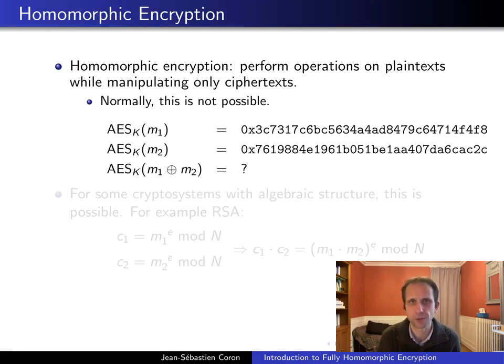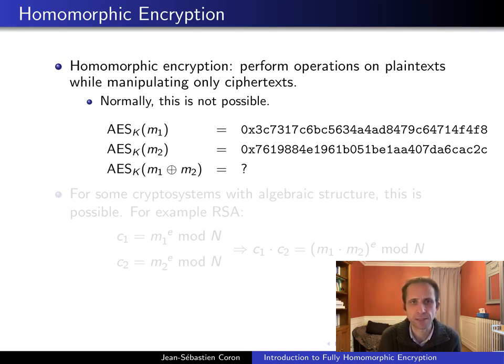So what is homomorphic encryption? The goal of homomorphic encryption is to perform operations on plaintext while manipulating only ciphertext, and without knowing the private key. Normally, for symmetric key cryptography in particular, this is not possible. For example, if we have some encryption of a message M1 under some key with AES, so some random-looking ciphertext, and if we have the encryption of M2, then clearly we cannot compute the encryption of M1 XOR M2 without knowing the secret key.